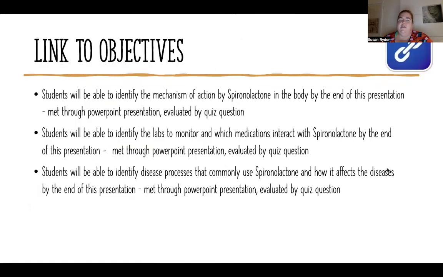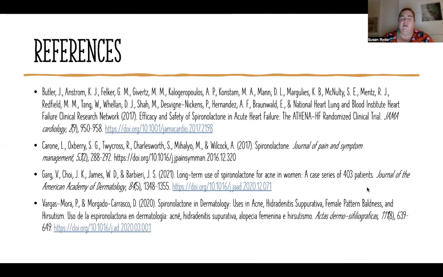And then linked to objectives. So all the objectives, the one about being able to identify the mechanism of action was met through the PowerPoint presentation evaluated by the quiz question. All 3 objectives were met through the PowerPoint presentation and thus evaluated by the quiz question.